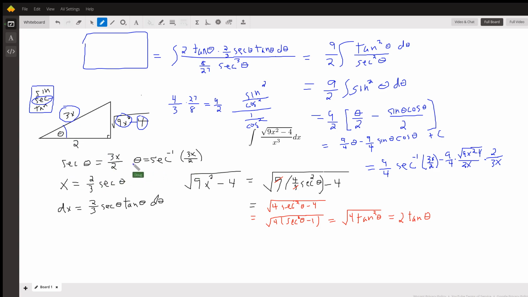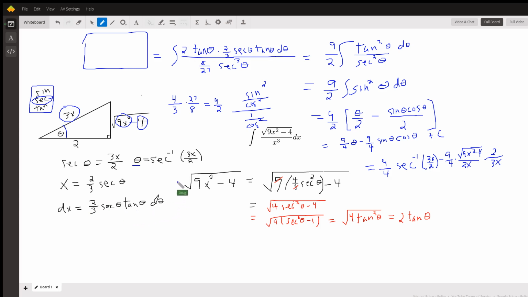If you want to solve for theta, which we might need later, theta is the angle that has a secant of 3x over 2. If we solve for x, x equals 2/3 secant of theta. If we take the derivative, dx equals 2/3 secant theta tangent theta d theta.